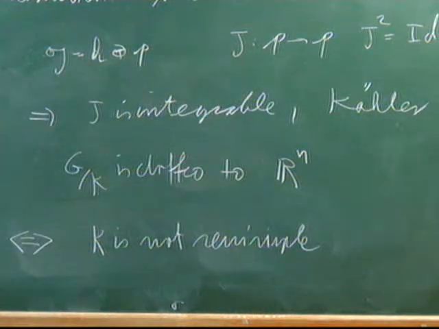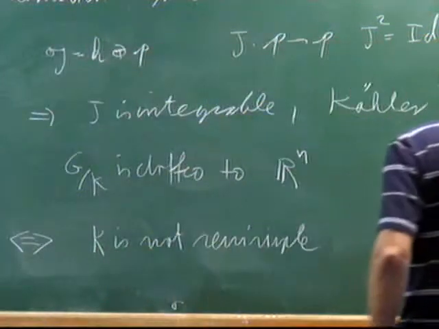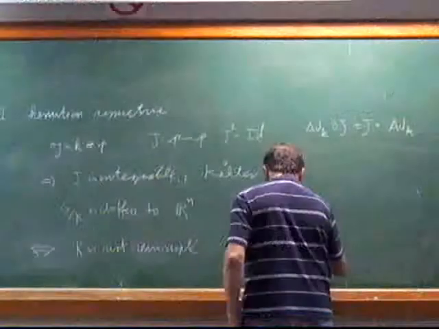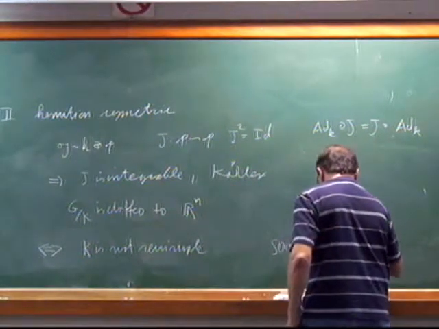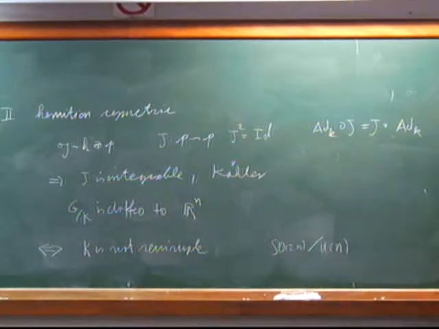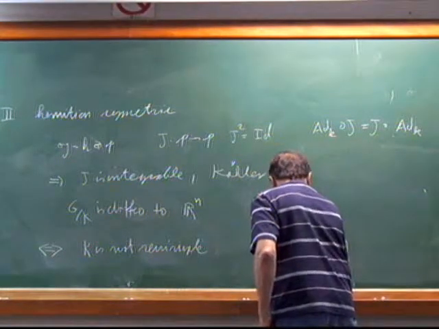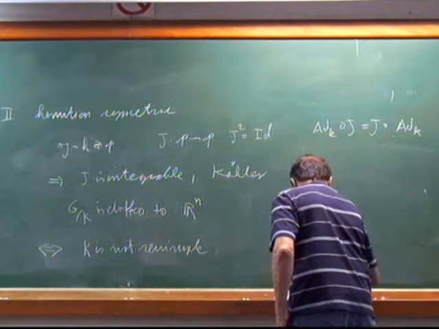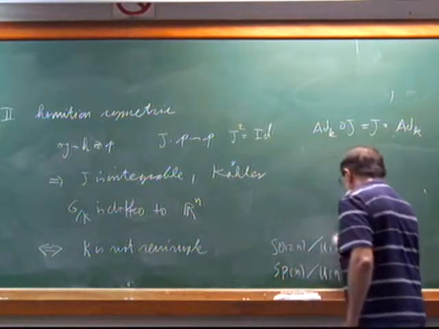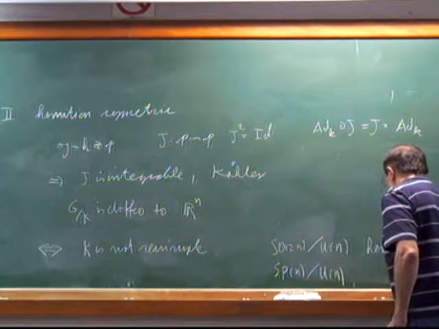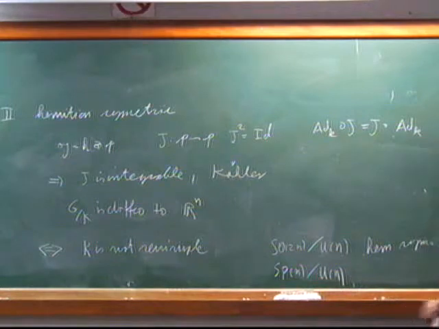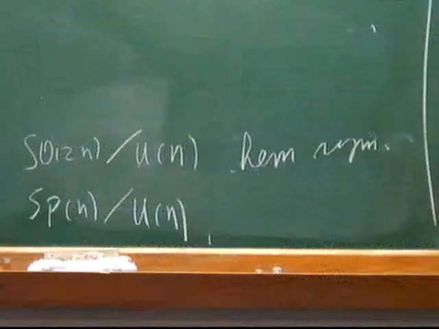G is semi-simple, right? That's part of our setup if it's an irreducible symmetric space, but K may not be. So think of the example SO(2n) mod U(n). It's not a simple Lie group, it has a center. Or think of the example Sp(n) mod U(n). So these are Hermitian symmetric. Particularly the Cayley manifolds, very basic examples of Cayley manifolds.